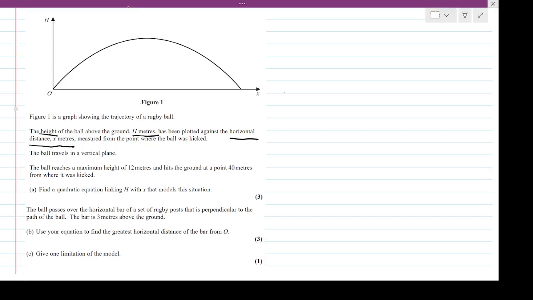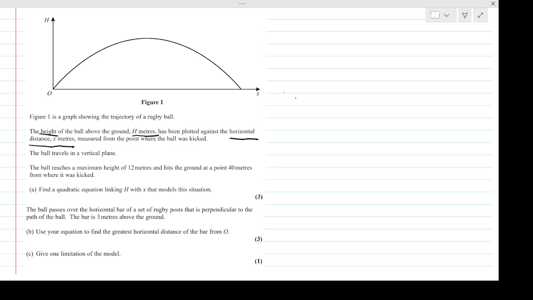So in this case, we don't have time now. We have x and h. So x is the horizontal distance, so how far on the ground it's travelled, against how far upwards it goes. So not necessarily the time this time. Okay, so the ball's travelled in the vertical plane.